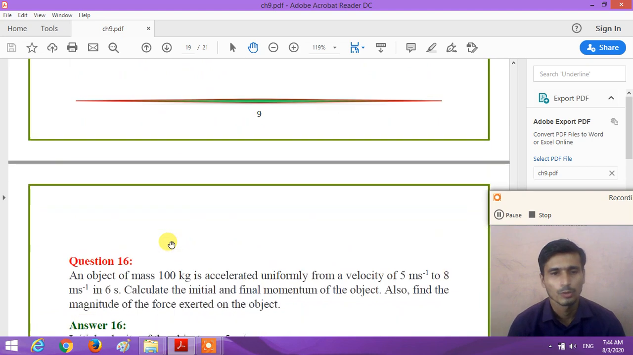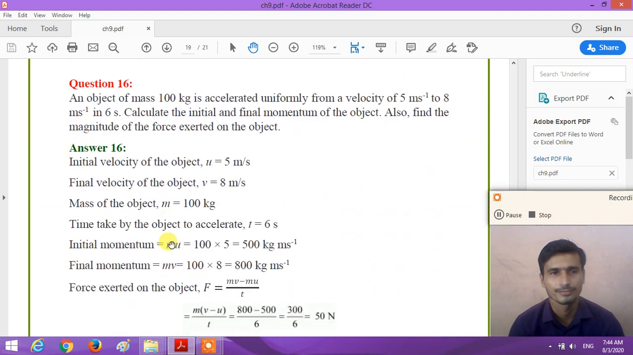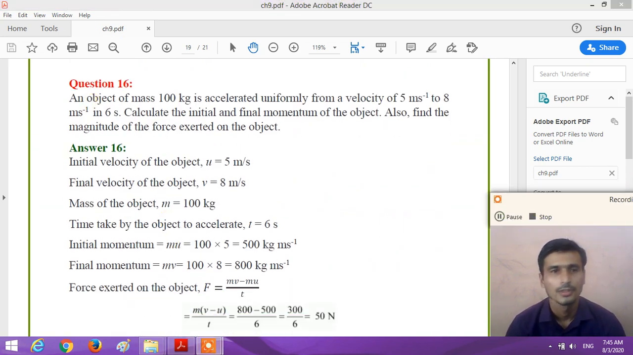Now question number 16. An object of mass 100 kg is accelerated uniformly from a velocity of 5 meter per second to 8 meter per second in 6 seconds. Calculate the initial and the final momentum of the object, and also find the magnitude of the force exerted on the object.